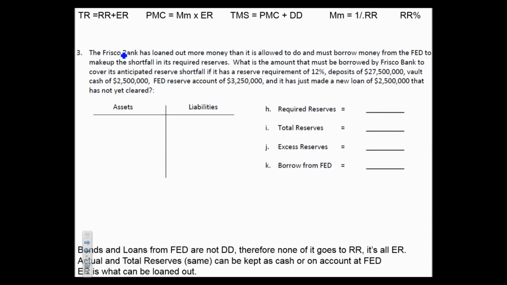All right, let's fill out this T-chart real quick so we can move on. This time our reserve requirement is 12%. They've got deposits of $27.5 million. Where do they go? Liabilities. They've got $2.5 million in the vault.